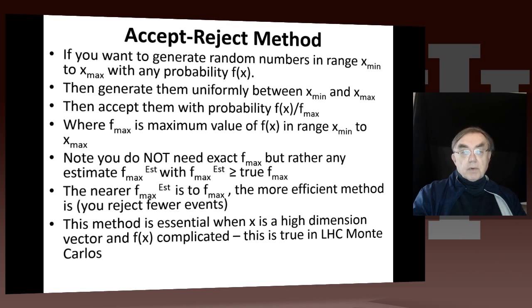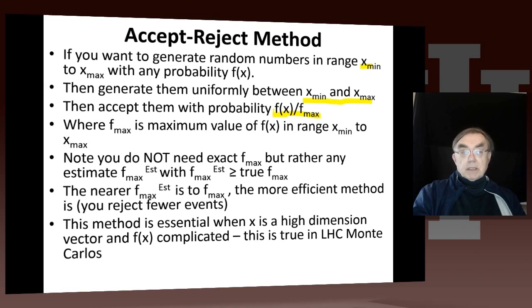Here's a little more refinement on that, which I actually used in practice, to generate random numbers. Here x is written as an actual number, but in general, for the examples I used, it's a complicated vector in all sorts of different dimensions. Then you generate your random numbers uniformly between x min and x max, and you accept with a probability which is f of x, the actual distribution you want, divided by the maximum.